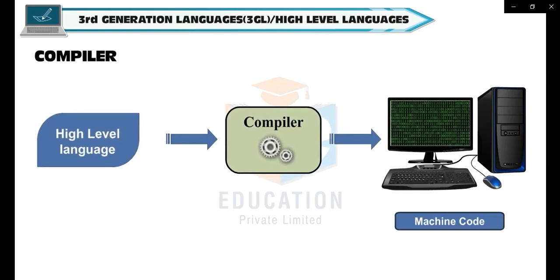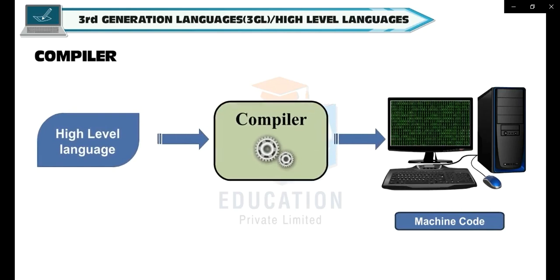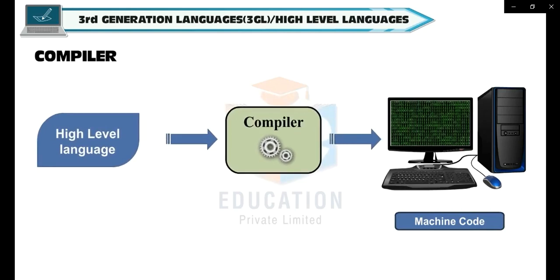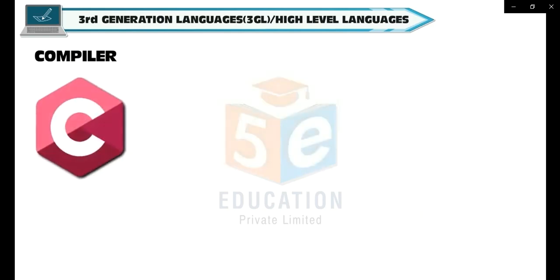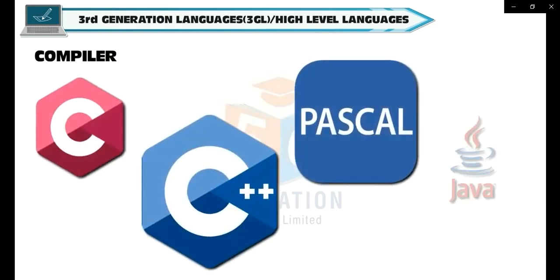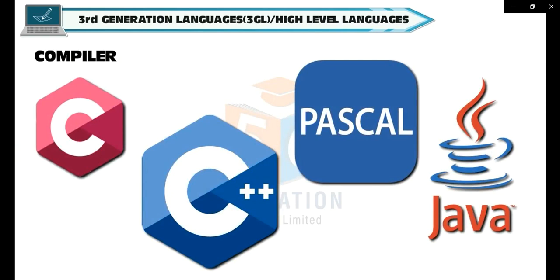The high level languages use a lot of English words, and the compiler converts the entire written program into one object code. This is later run by the CPU. This is better than an assembler because the compiler does not check the code line by line. Instead, the entire program is executed in one go. Some programming languages that use a compiler are C, C++, Pascal, Java.